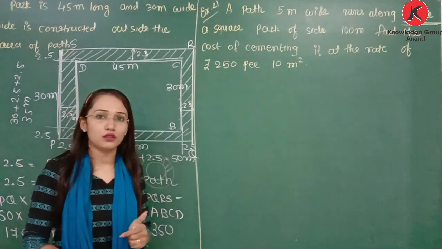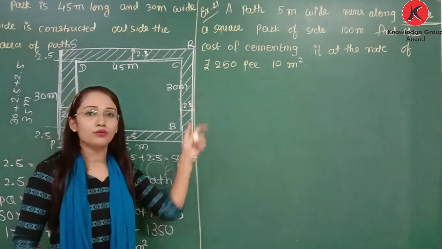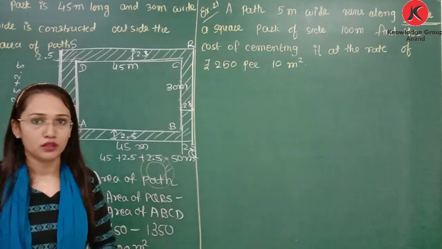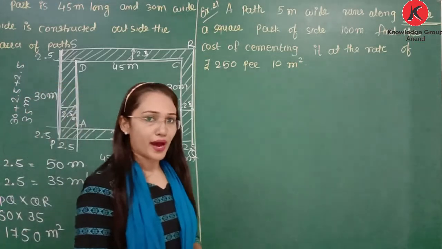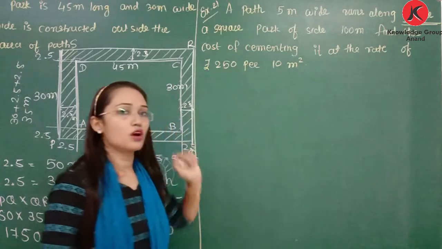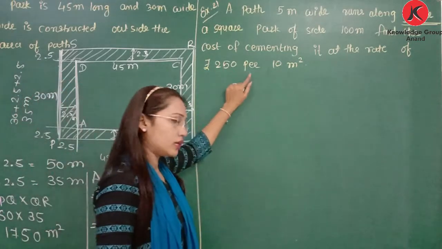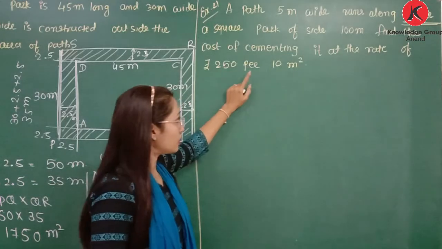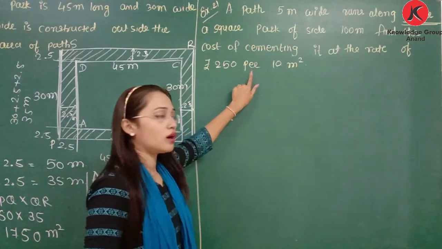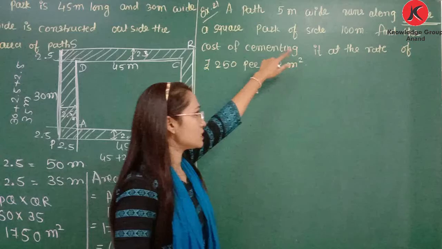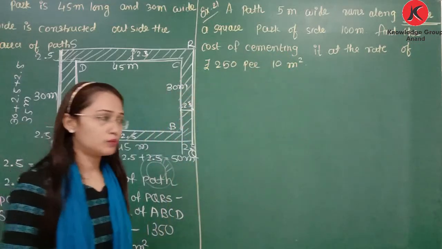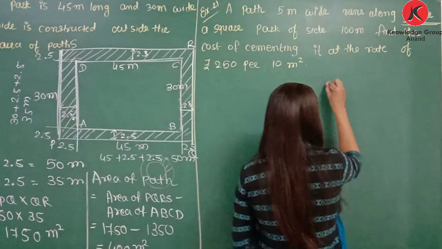So how can we find the cost? Before that we need to find the area of the path. If you know the area of a path, then you can find the cost of cement. Clear? So first of all we will find the area of path. Now to find the area of path we need to draw a square whose side is 100 meters. So let's draw.